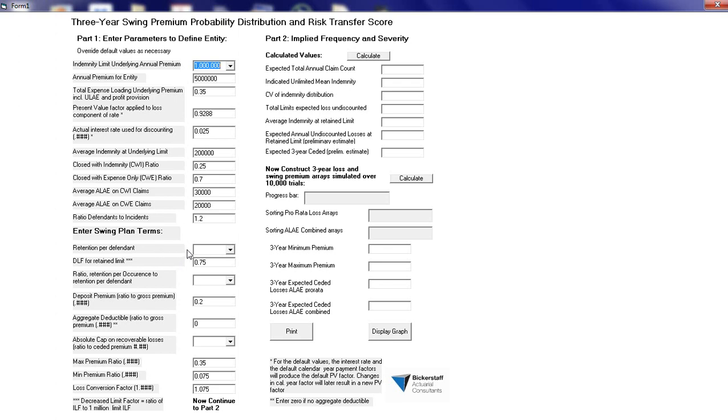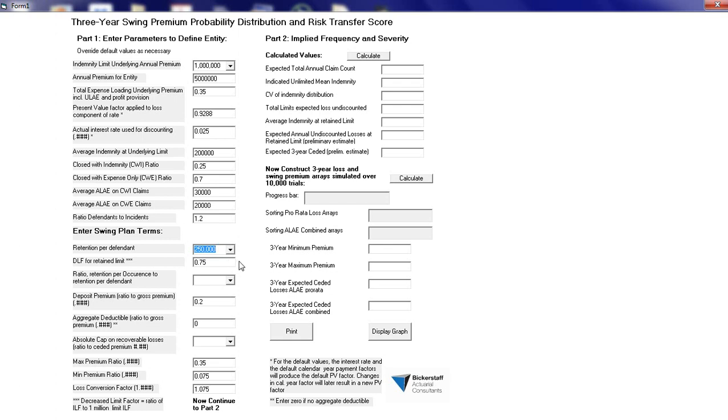So we start here, obviously, the first important parameter is at what point does the reinsurance excess of loss attach? And let's choose 250. So 250,000, meaning that the excess of loss layer will be 750 excess of 250, which is fairly typical.